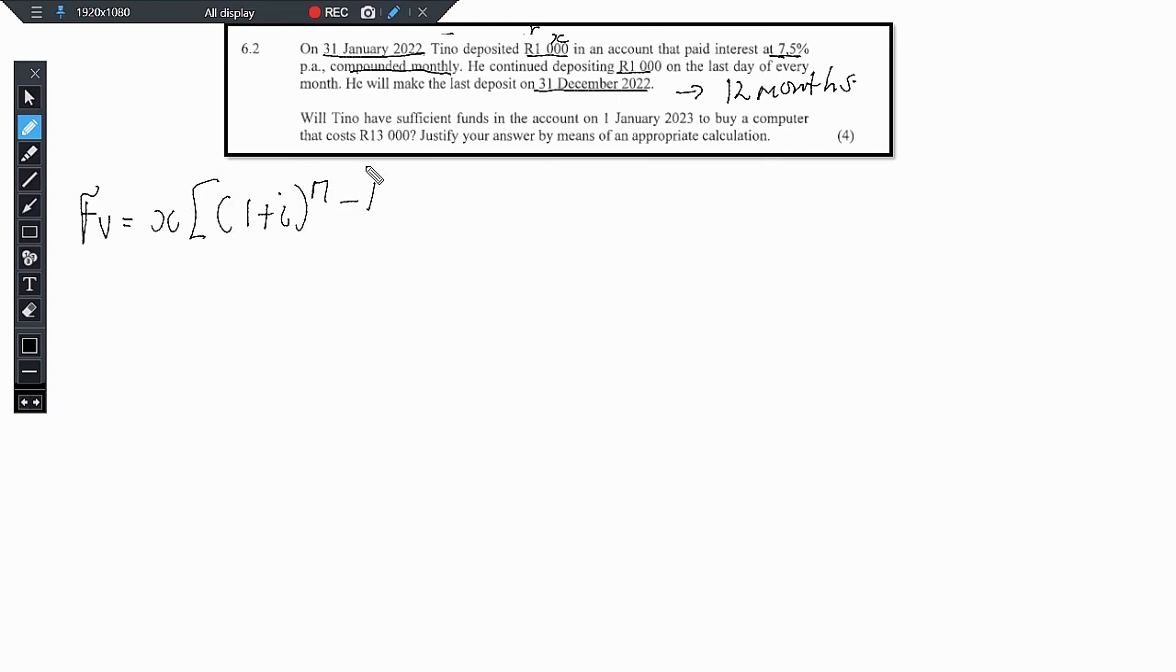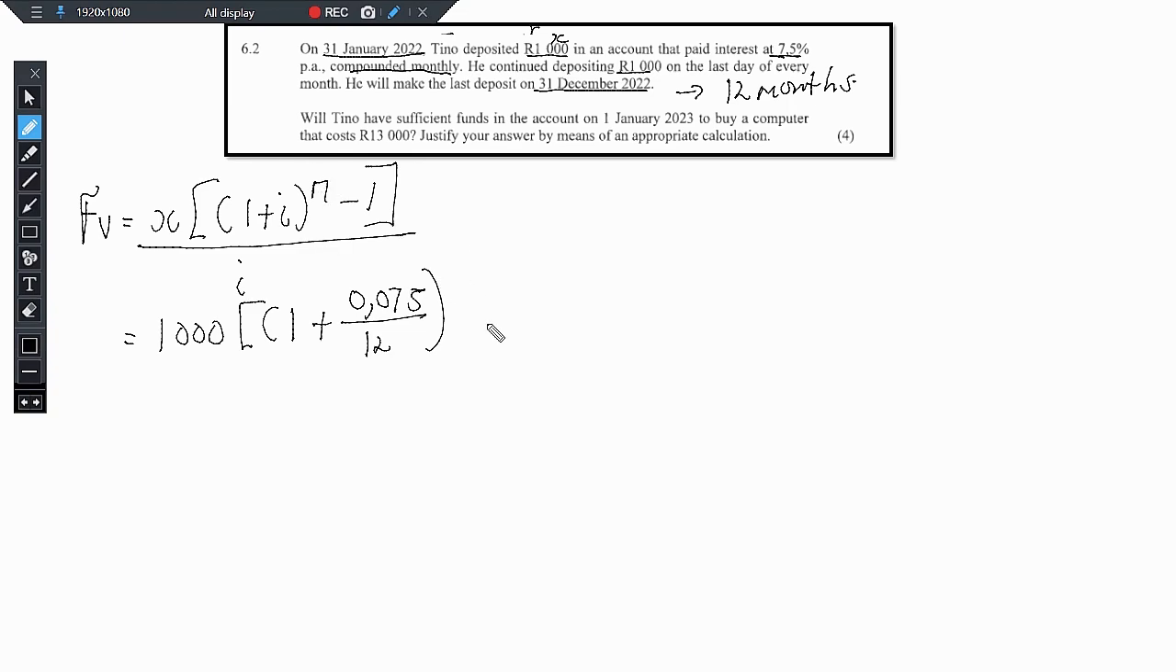There we go. So make sure that you start with the formula. Then X is 1,000. And then we have 1 plus our interest 0.075 divided by the compounding period, monthly. So it's 12. And then N has to be 12, right? Because there will be 12 monthly deposits made between 31 January to 31 December, if of course he doesn't miss any payment, which we are not told.